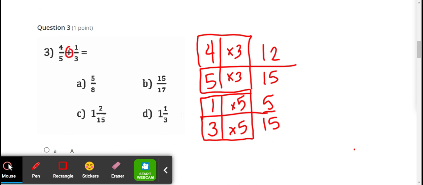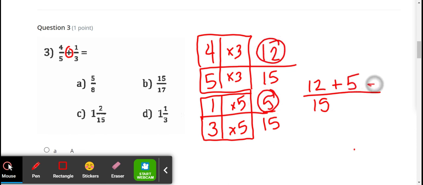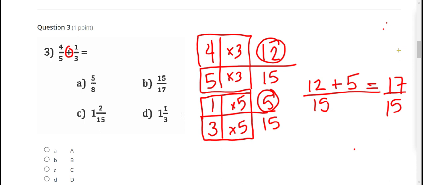So we're going to go back to the original problem. We need to add. So we have 12/15 plus 5/15. That's going to give us 17/15. And simplifying 17 out of 15, we can take one whole number out of 17, and then we subtract 17 minus 15, we're left with 2 out of 15.